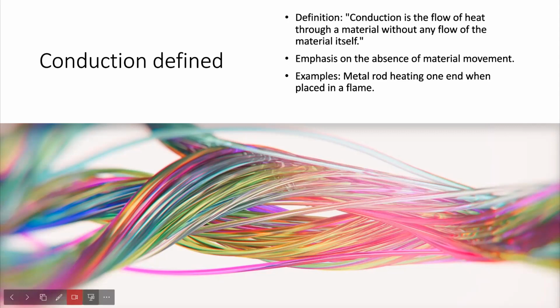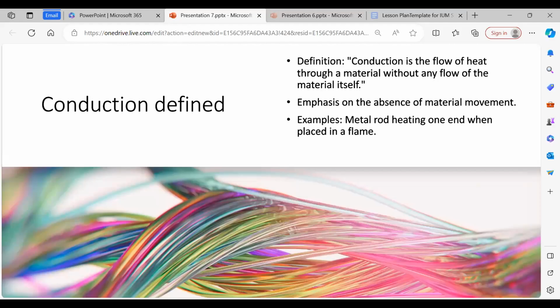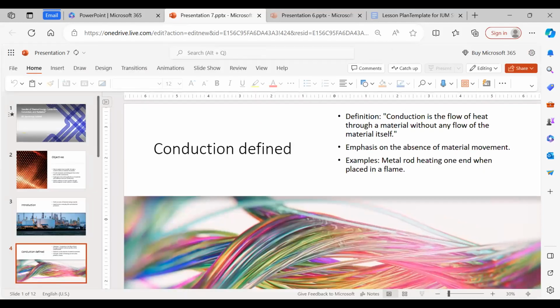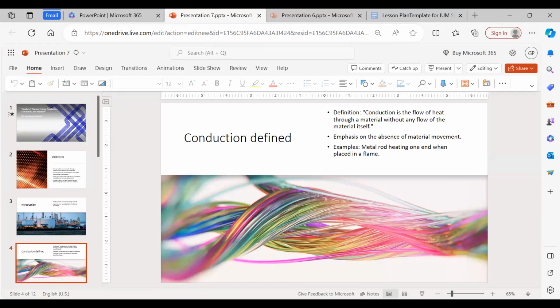Okay, so we can define conduction as a flow of heat through a material without any flow of the material itself. What do I mean by this? Say you have a metal, and you heat one end of the metal, and you'll be surprised to learn that there'll also be heat on the other side of the metal. So that's how conduction happens.